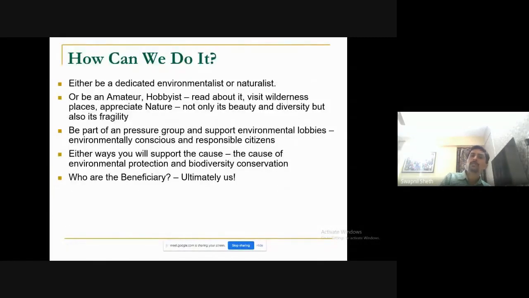So how can we do it? First of all, can we do it? So yes, we can do it. For that purpose, you can be a dedicated environmentalist, or simply you can save one glass of water, don't throw waste outside, don't spit outside.